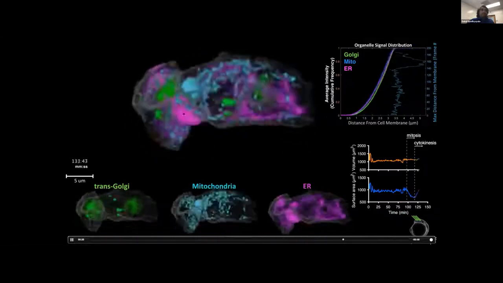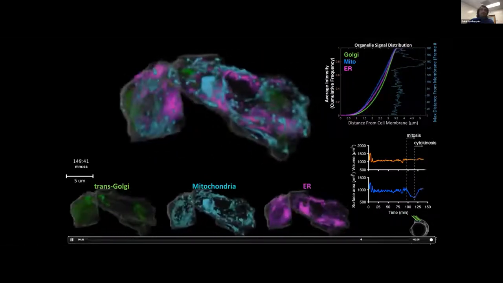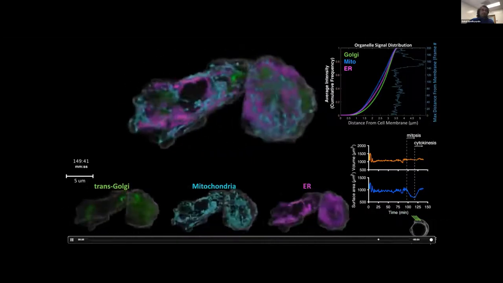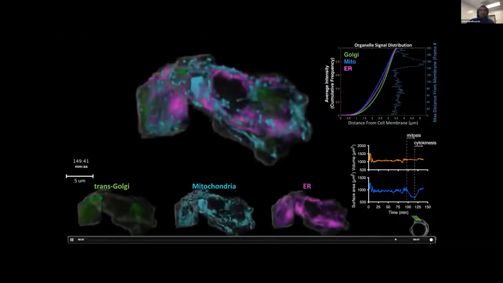And when the cell goes through cell division, the membranes redistribute, so the organelles redistribute, and the surface area of this particular cell recovers. Both of these daughter cells roughly have similar volumes and similar surface areas after cell division.